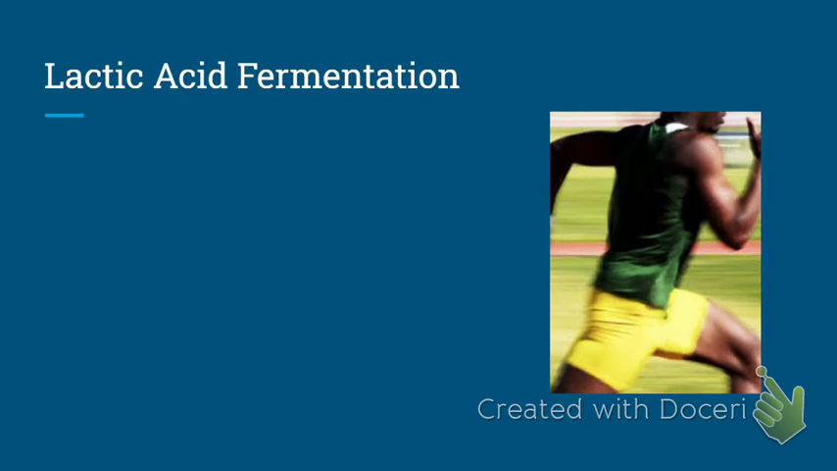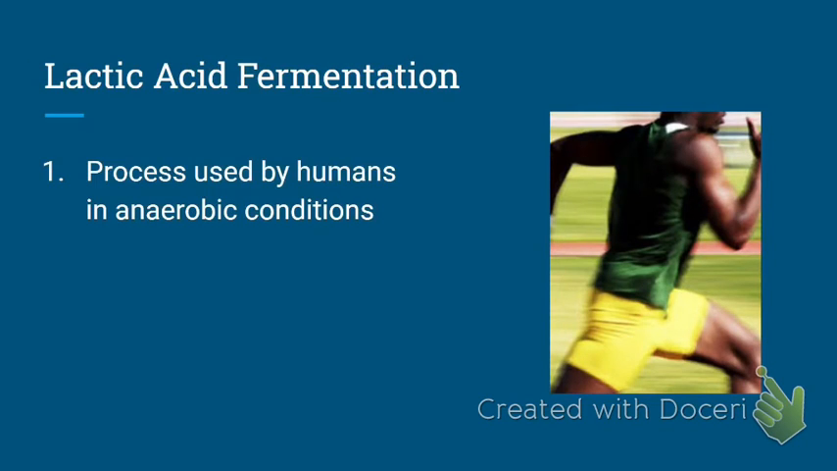Now, I put a picture of someone running here, all right? So this is a process, lactic acid fermentation, used by humans in anaerobic conditions. So if you're running at a high speed for a long time, you run out of oxygen. Your cells can't bring in enough oxygen from you breathing in enough time, because as you work out, your body requires oxygen to do cellular respiration. And if you run out of oxygen, instead of just collapsing, your body switches over to lactic acid fermentation.